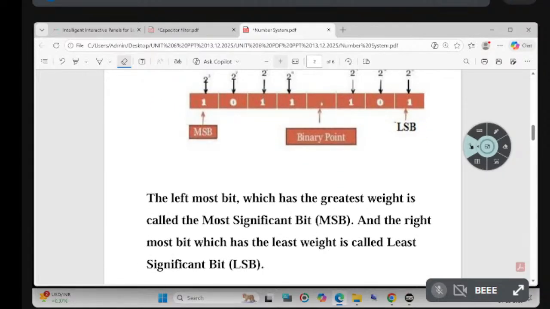The leftmost bit, which has the greatest weight, is called the most significant bit. The right side is called the least significant bit. Left side is called most significant bit. Right side is called least significant bit.